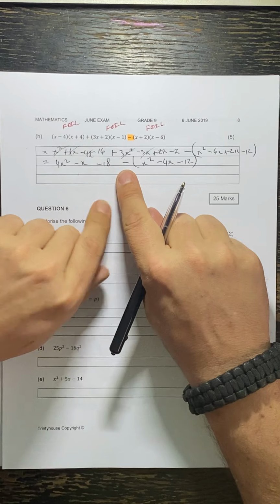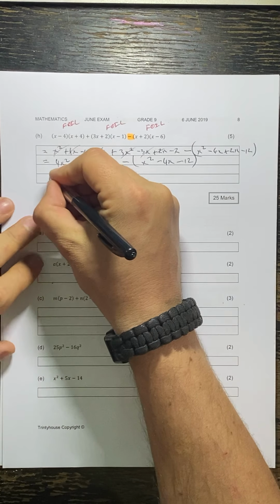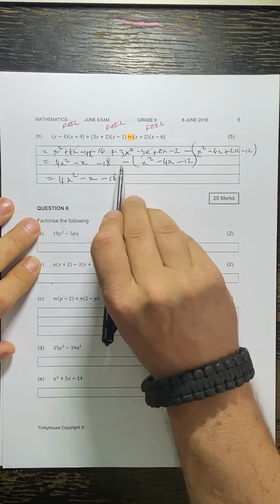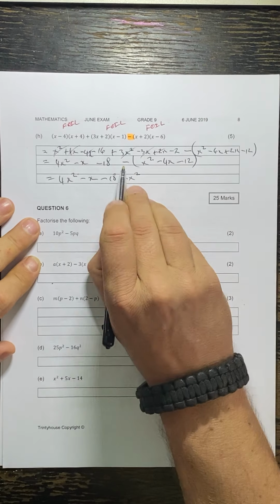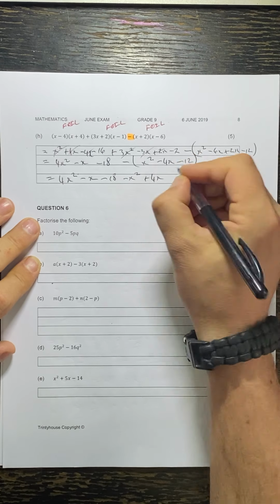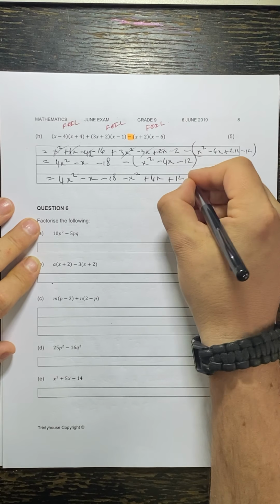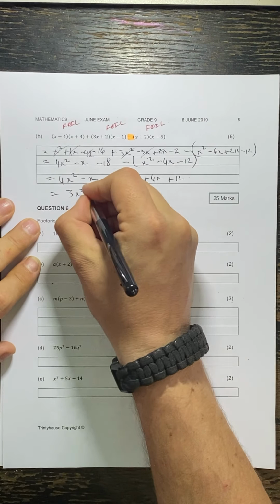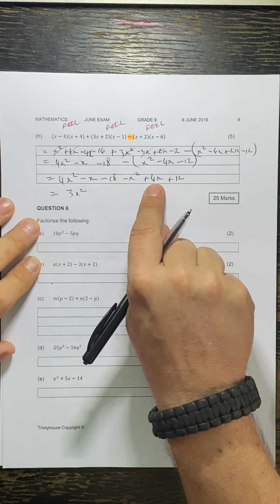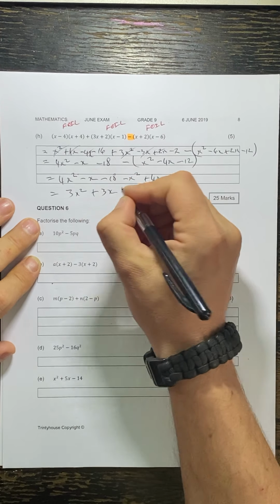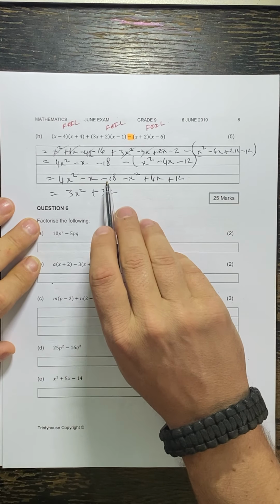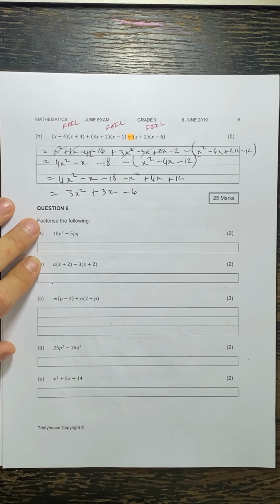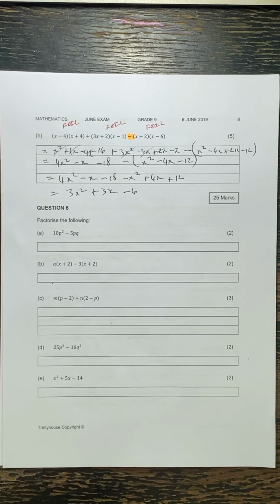Now I'm going to distribute that negative inside the bracket here. Okay, so that will give us minus x squared plus 4x plus 12. Again, just get like terms together. So we've got 4x squared minus x squared gives us 3x squared. Minus x plus 4x gives us plus 3x. And then we've got minus 18 plus 12 is minus 6. And that's our final answer there.